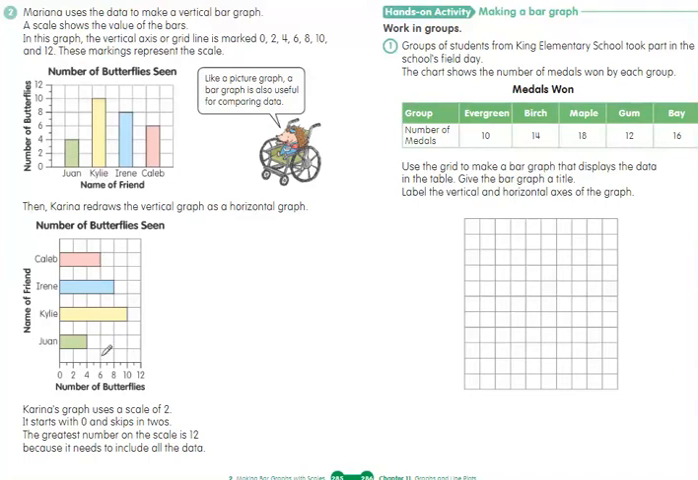Caleb still saw 6, like he did here. Irene still saw 8, like she did here. Kylie saw 10, and Juan still saw 4. So it says Karina's graph uses a scale of 2.